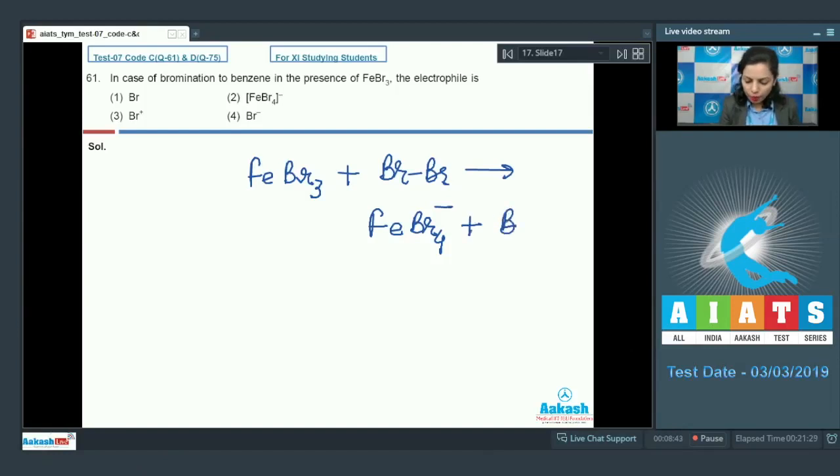Along with that, electrophile Br positive is generated. It means the desired electrophile is Br positive. So we'll choose option 3 as the correct option. After that, question number 62 I have.